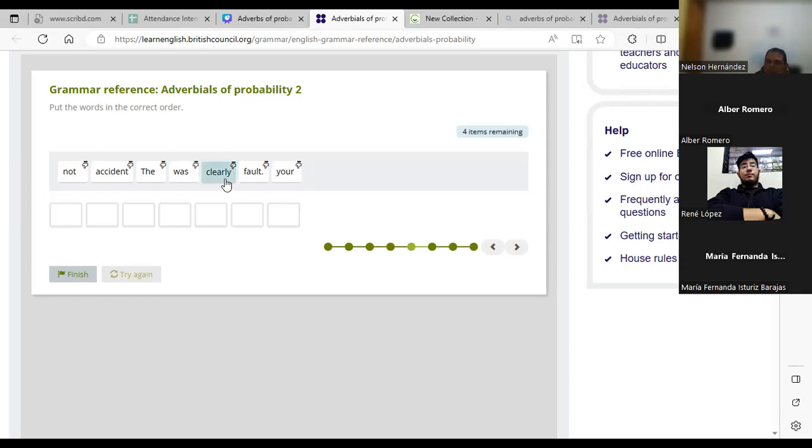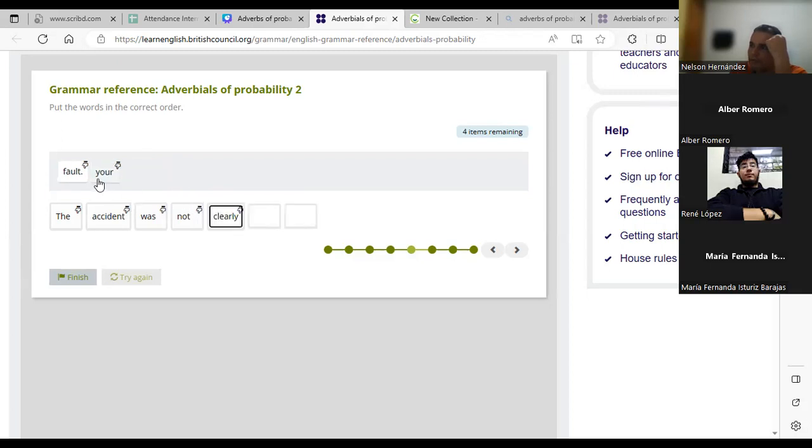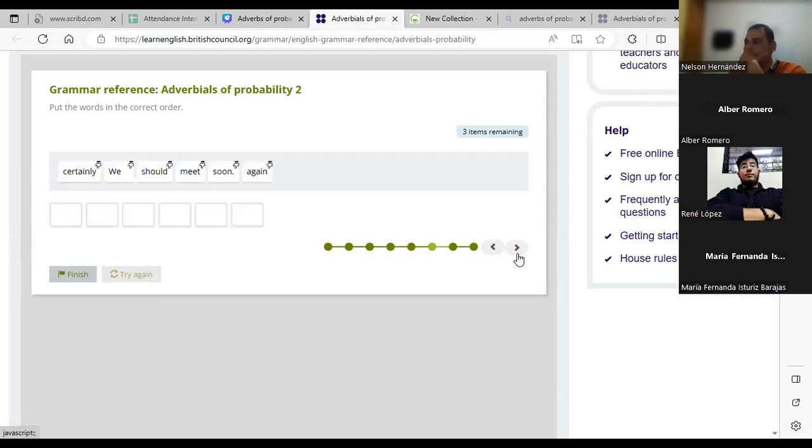The adverb is clearly. Most of the adverbs end in ly, clearly, possibly. Okay, the accident was not clearly your fault. Okay, good. Then we are going to see what is the grade that we will have. Okay, perfect. Excellent. Next one.